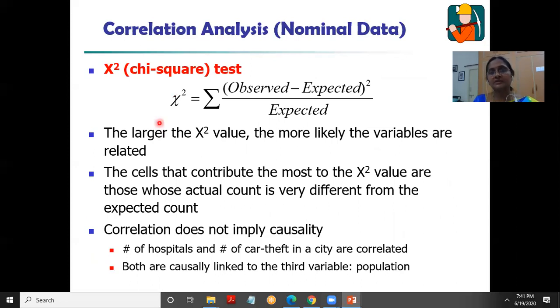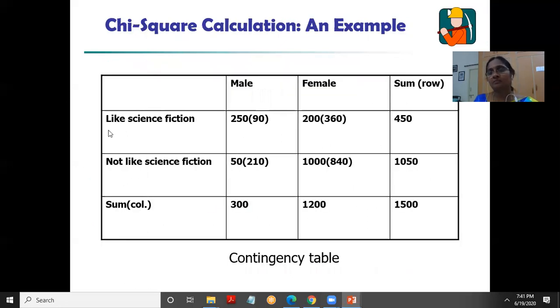The chi-square test is another statistical test which is calculated using the formula: the summation of the observed frequencies minus expected frequencies whole square divided by expected frequencies. This is the formula we are making use of for calculation of the chi-square test. The larger the chi-square value, the more likely the variables are related. The cells that contribute the most to the chi-square value are those whose actual count is very different from the expected count. So let us see by taking one example.